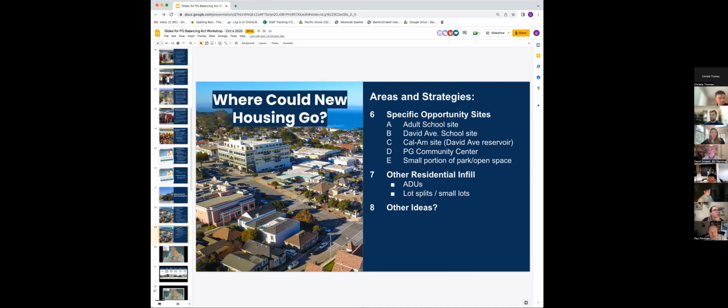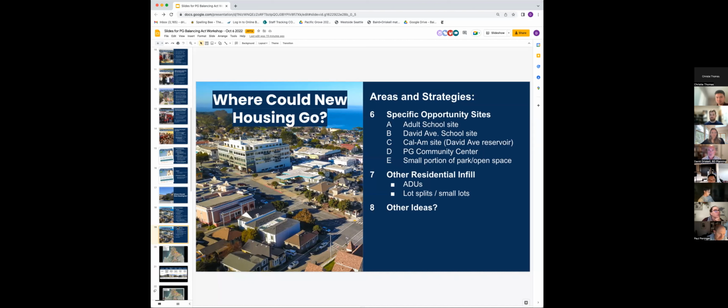And then we put this conceptual idea because it's come up in conversations. We don't have a specific location, but you know, Pacific Grove is blessed with a lot of open space and parks. There's about 340 acres in the city. And the idea is we're putting it out there just to get the feedback, taking 2 acres of that and putting housing on it. And you can say nope, or you can say sure. And we're looking for your feedback on that.